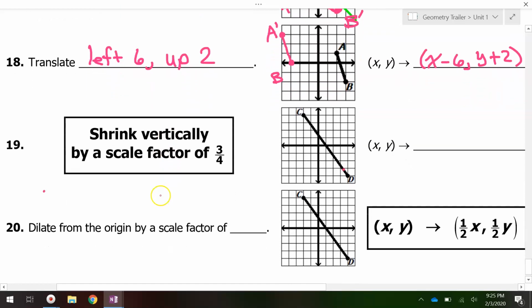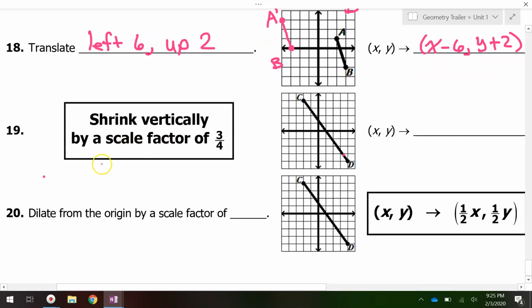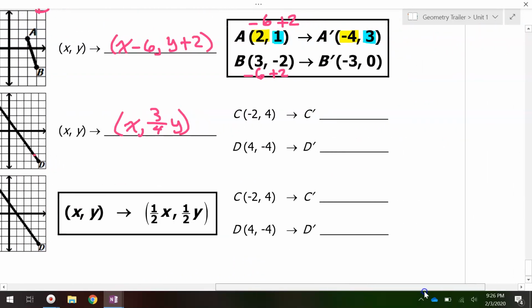All right, number 19. We need to shrink vertically by a scale factor of 3/4. So as soon as you see vertically, you know that's going to be a change with the y value, only the y value. Okay, so that means we're going to leave the x alone, and the y value will become 3/4 of whatever it was. So let's jump over and do that.